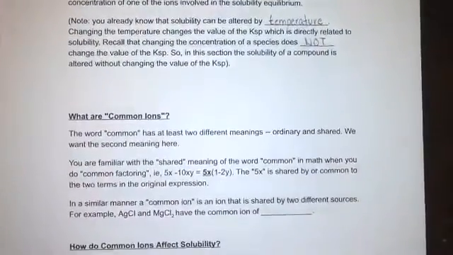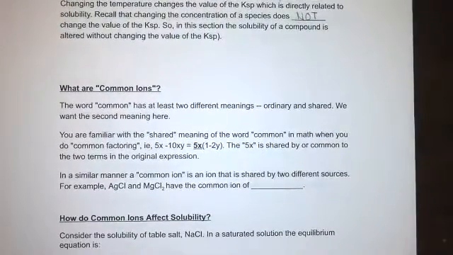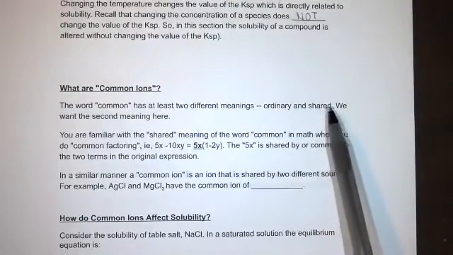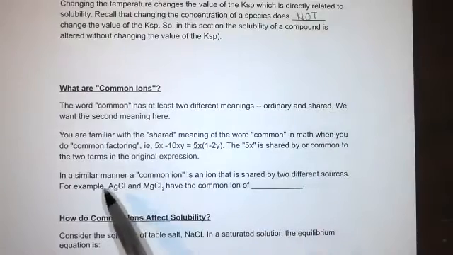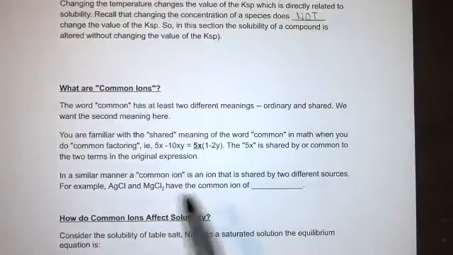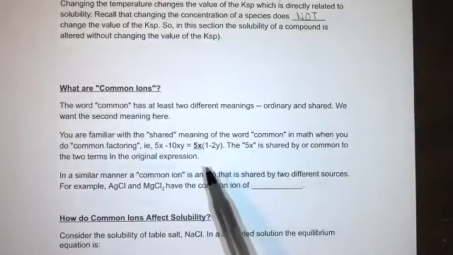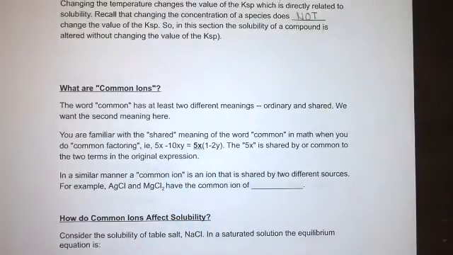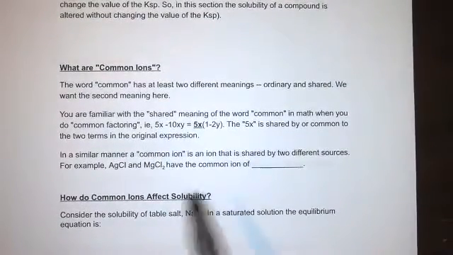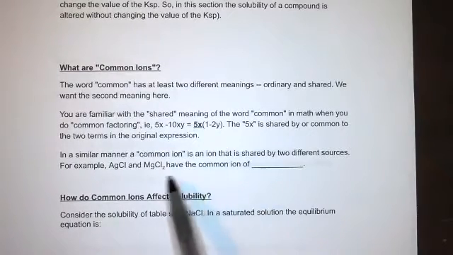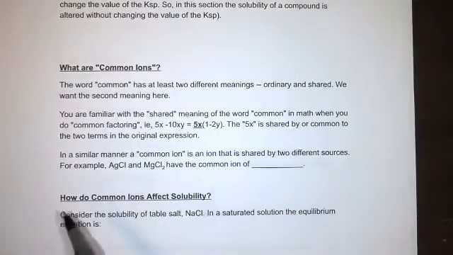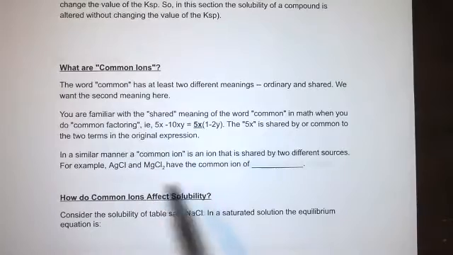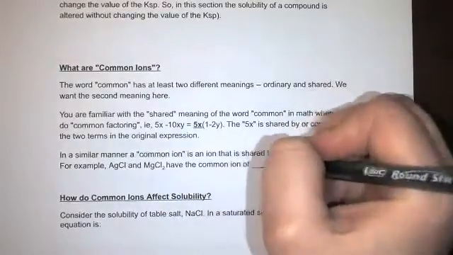So in this section, we're talking about common ions. So what does that mean? Well, common usually refers to either two things, ordinary or shared. We're going to be talking about the second meaning here. So if you're talking about common factors in math, you're looking at variables that are shared between two different terms. So the same thing is going to be going on here when we're talking about common ions. It's an ion that is shared between two different sources. So if I'm looking at silver chloride and magnesium chloride, when these dissociate in solution, my common ion is going to be the chloride ions.